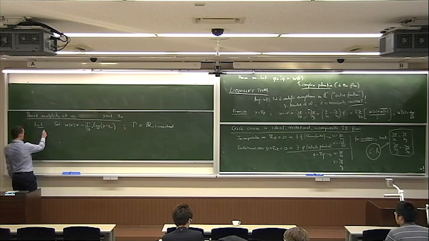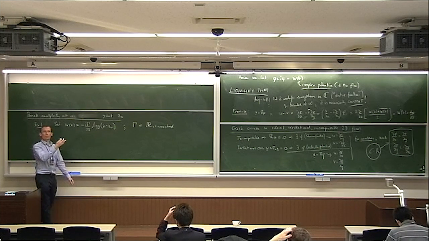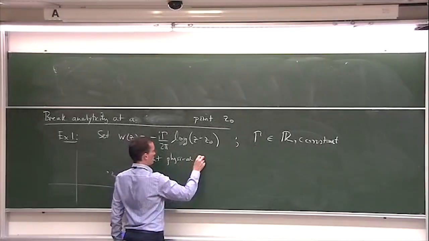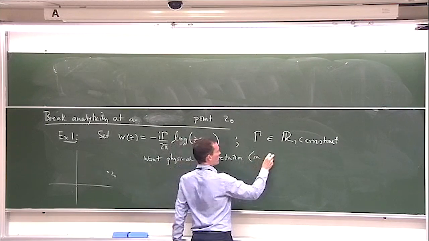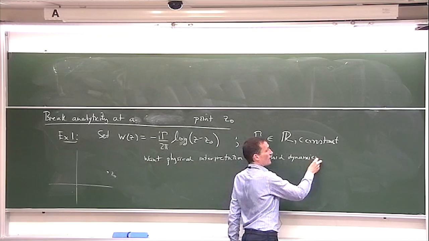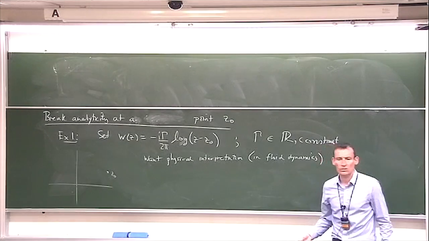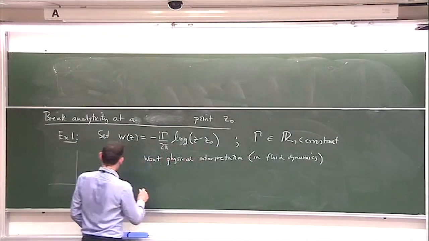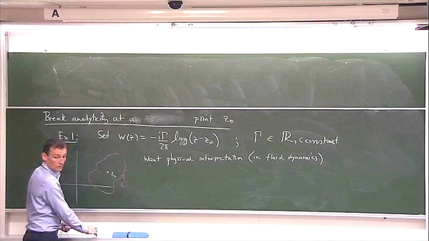Here's our plane. Look, this is z naught, and I'll tell you what, let's give this a physical interpretation. So we want a physical interpretation in fluid dynamics. By the way, everything I say has interpretations in elasticity, in electrostatics, and magnetostatics. It's just a different physical interpretation. I'm talking about ideal flow. So let me pick a curve, C, that encloses z naught.